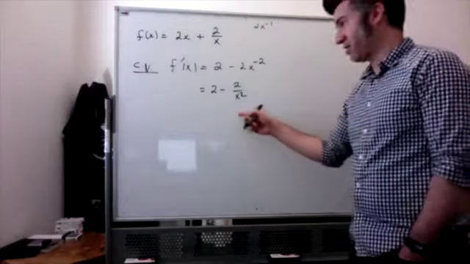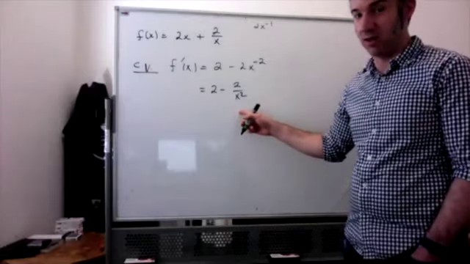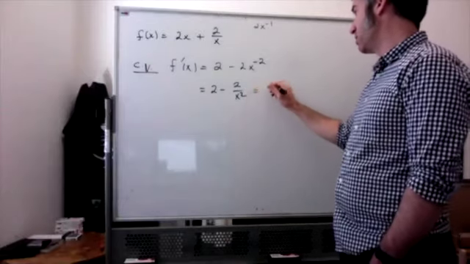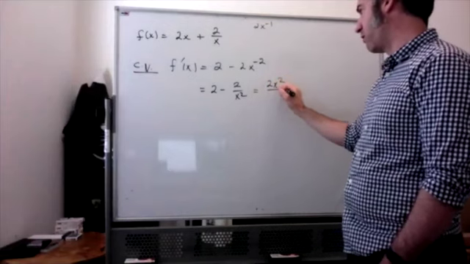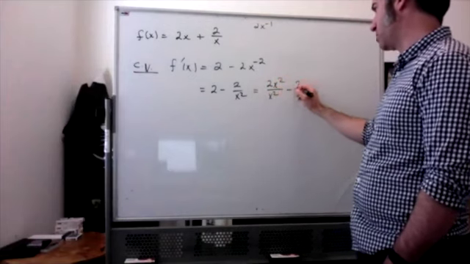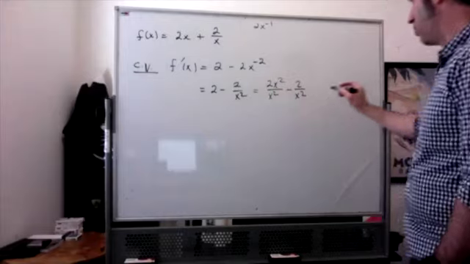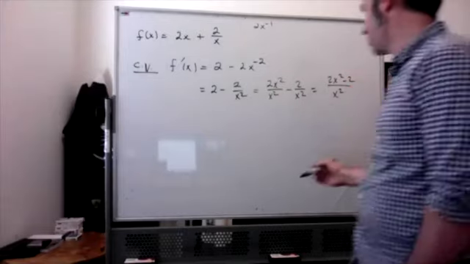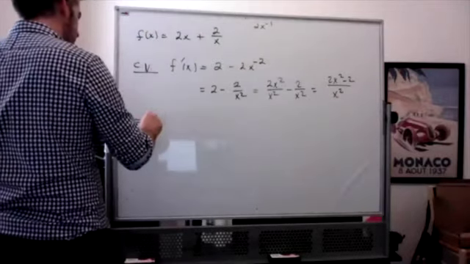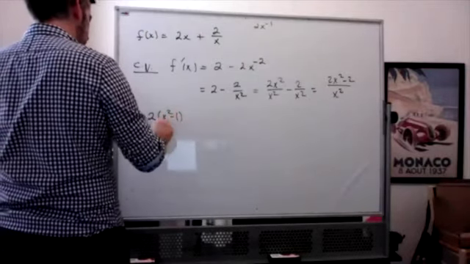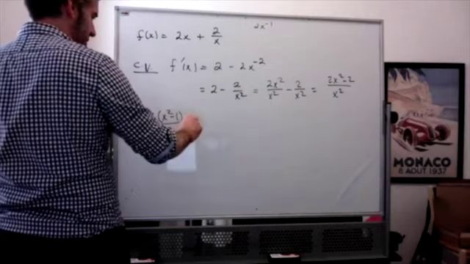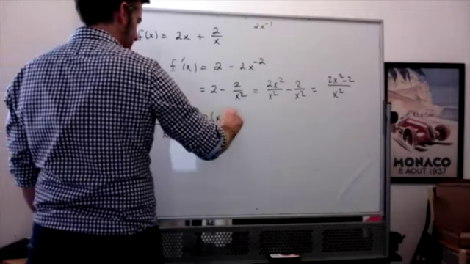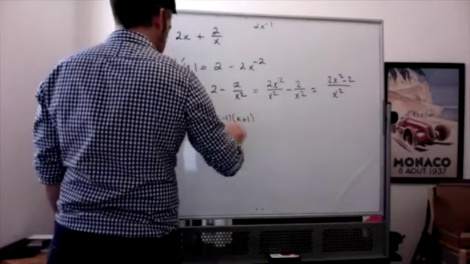And I really think for things like this, you want to get a common denominator. So this is going to be 2x squared over x squared minus 2 over x squared, which is 2x squared minus 2 over x squared. Factoring out the 2, we get 2 times x squared minus 1 over x squared. Factoring the top, 2 times x minus 1 times x plus 1 over x squared.